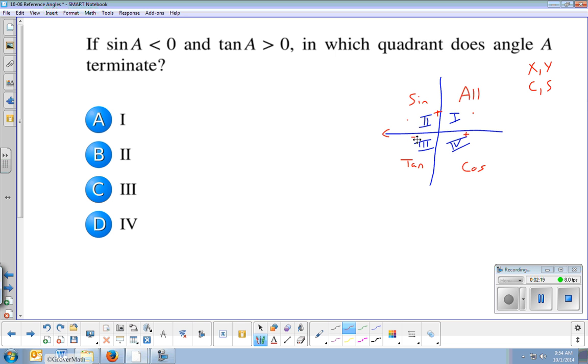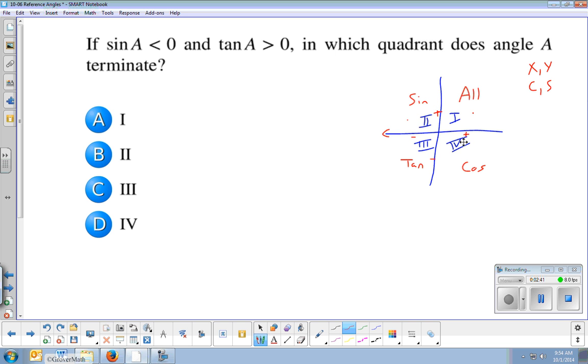Now, in quadrant 3, you would go left and down. Left is negative on that axis, and down is negative on this axis, so that's negative x, negative y. So negative cosine, negative sine, but when you divide them, you get a positive tangent. Because remember, tangent is really sine divided by cosine.